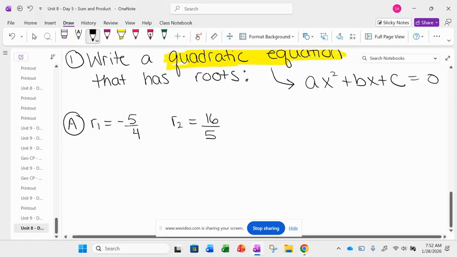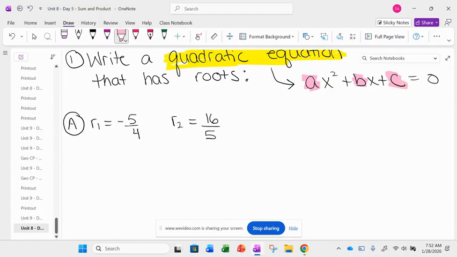Now, if you guys remember, I now just need values for a, b, and c. And once I get values for a, b, and c, then this quadratic equation will make sense. So we said root 1 plus root 2 ends up giving us negative b over a. So that could get me an a and a b. And then root 1 times root 2 gives us c over a. So that could give me a c and an a.